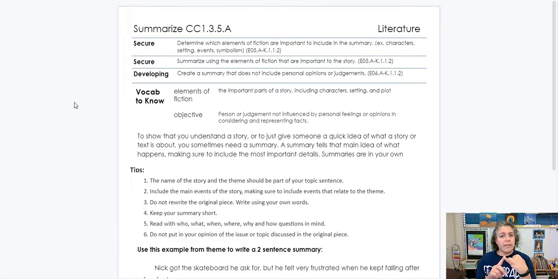So should we talk about the characters, the setting, the events, symbolism that's in the text? And the other thing we need to do is make sure that we're focusing only on those important things, and then we're developing the idea that we don't want to have bias, that we're not making a personal judgment. It's not about how we feel about it, it's what's actually on the page. So the vocab we're looking at is elements of fiction, so the important parts of the story, including character, settings, and plot, and objective, person or judgment not influenced by personal feelings or opinions.